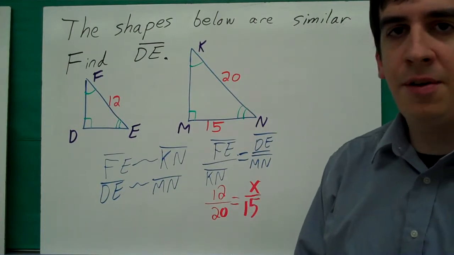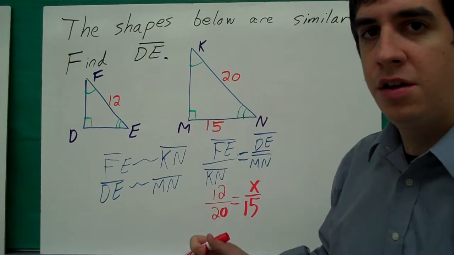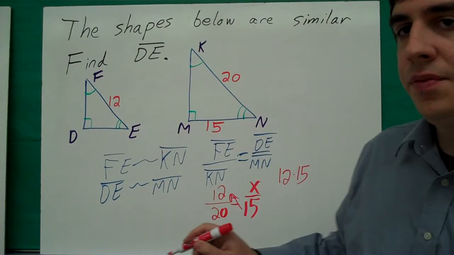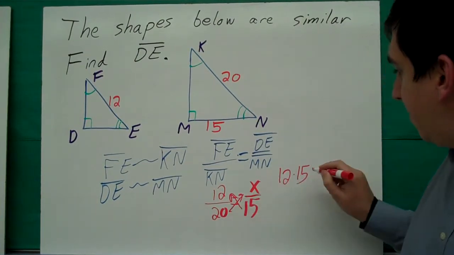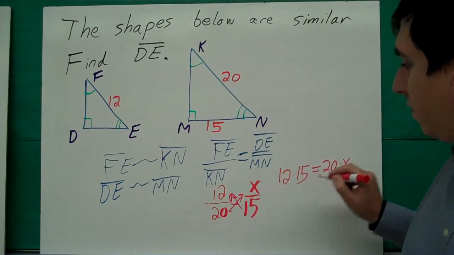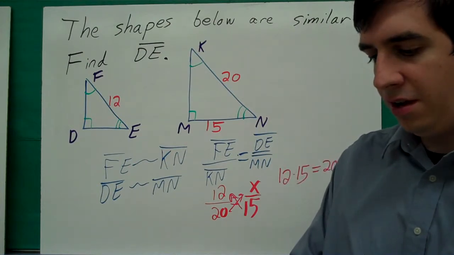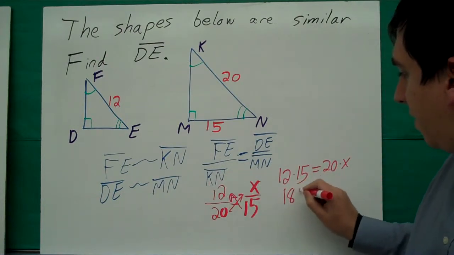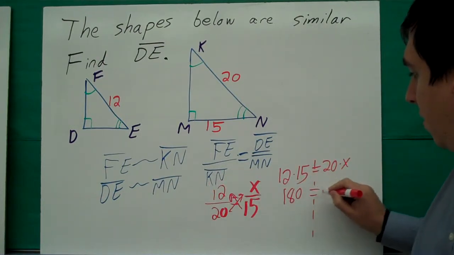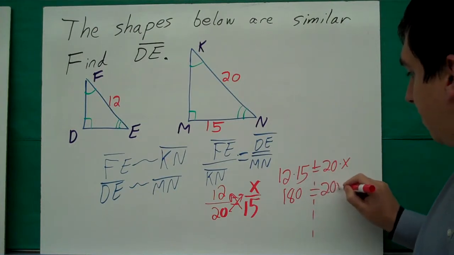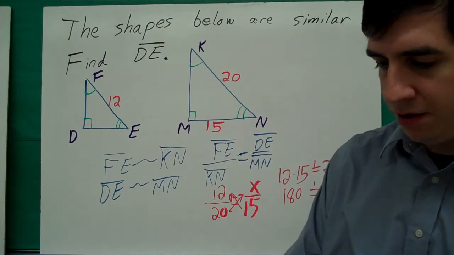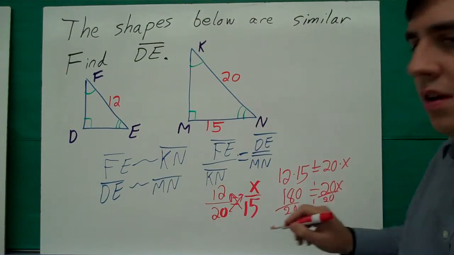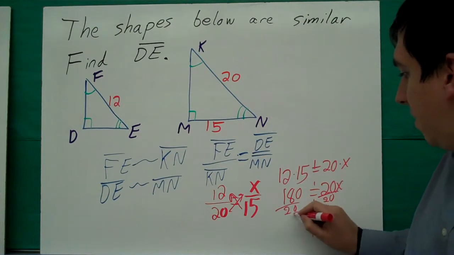Okay. And now we have a proportion set up, so now we can use our cross products, 12 times 15, and set that equal to our other cross product, 20 times x. So grab my calculator, I'll do 12 times 15, and I get 180. Simplify this side. Equals 20 times x is 20x. Divide both sides by 20. And I have x is 9.